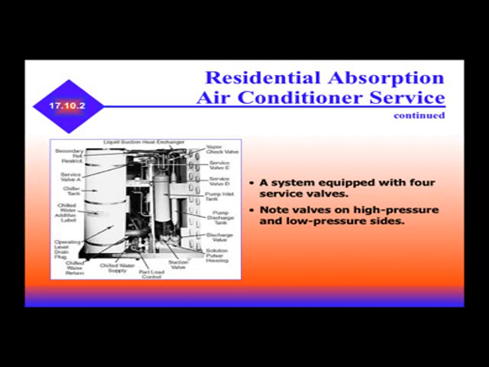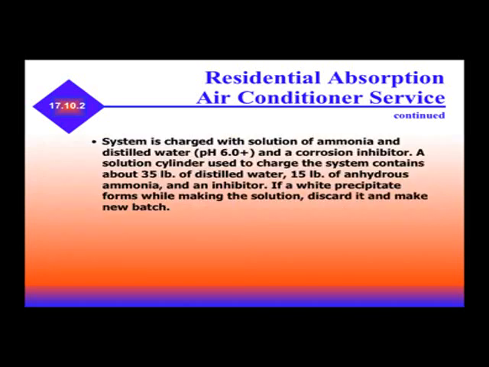This is an example of a system equipped with 4 service valves. The valves are on the high pressure and low pressure sides of the unit. The system is charged with a solution of ammonia and distilled water, with a pH of 6.0, and a corrosion inhibitor. A solution cylinder is used to charge the system. It contains about 35 pounds of distilled water, 15 pounds of anhydrous ammonia, and an inhibitor. If a white precipitate forms while making the solution, discard it and make a new batch.